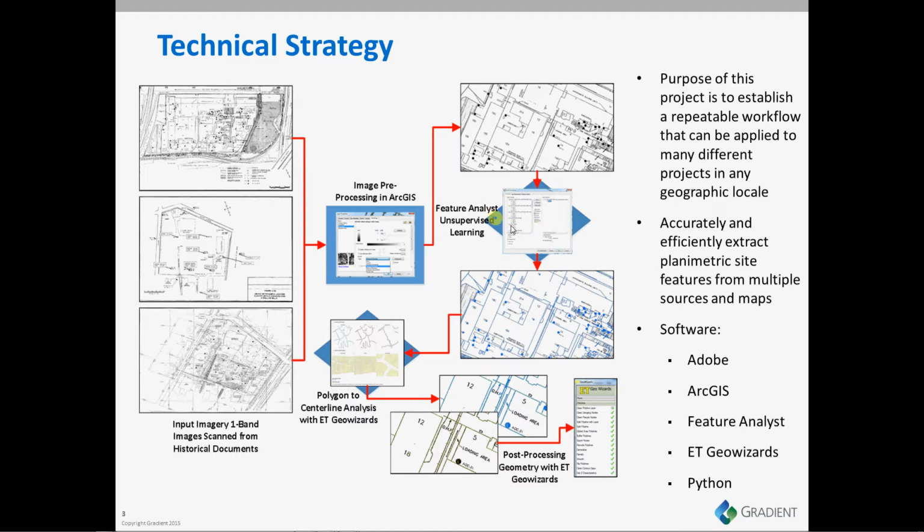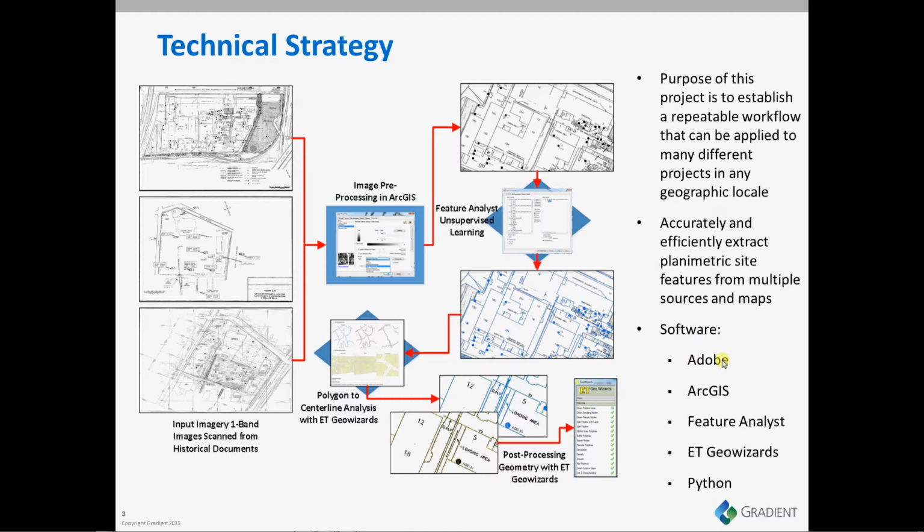Then I take it through Feature Analyst using an unsupervised learning routine. That will provide me with polygonal outlines for the areas of interest. Then using ET GeoWizards, which is another third-party ArcGIS extension, I'm able to extract the center lines from those. Once those center lines are extracted, we can post-process them and make them more accurate. But as I'll say a little later, I think the end process here is sufficient for these purposes.